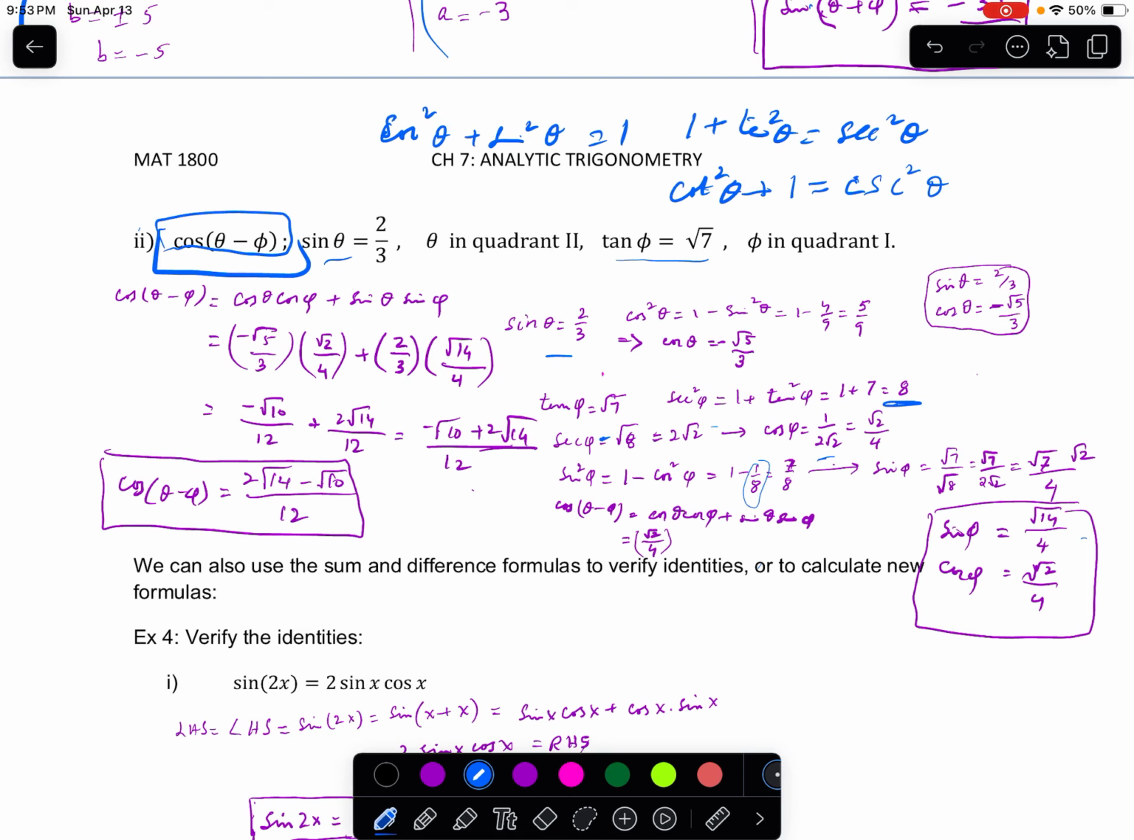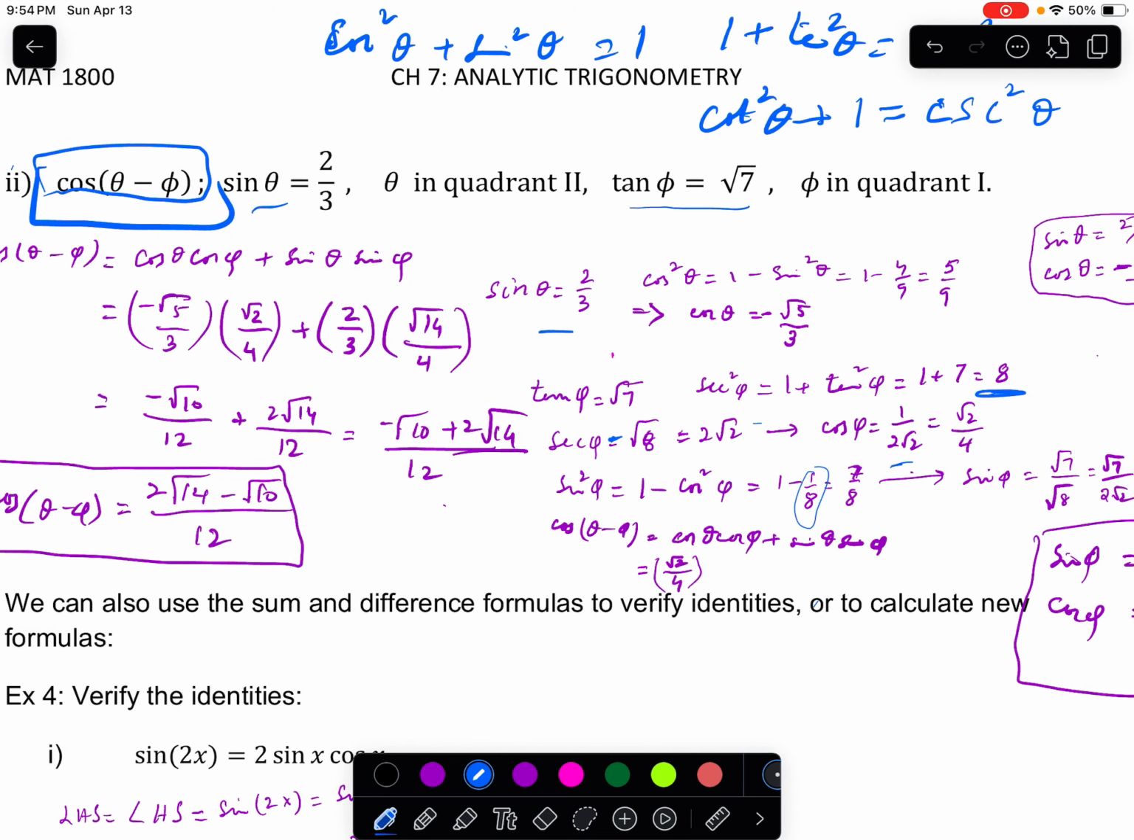And now we can find sine by using the first Pythagorean identity. So sine squared phi will be 1 minus cosine squared phi. Plug in, and you end up getting 7 over 8. So sine will be square root of 7 over square root of 8, and then rationalize the denominator and we get square root of 14 over 4. That is our sine of phi. So now we are going to find out what our required quantity is equal to.